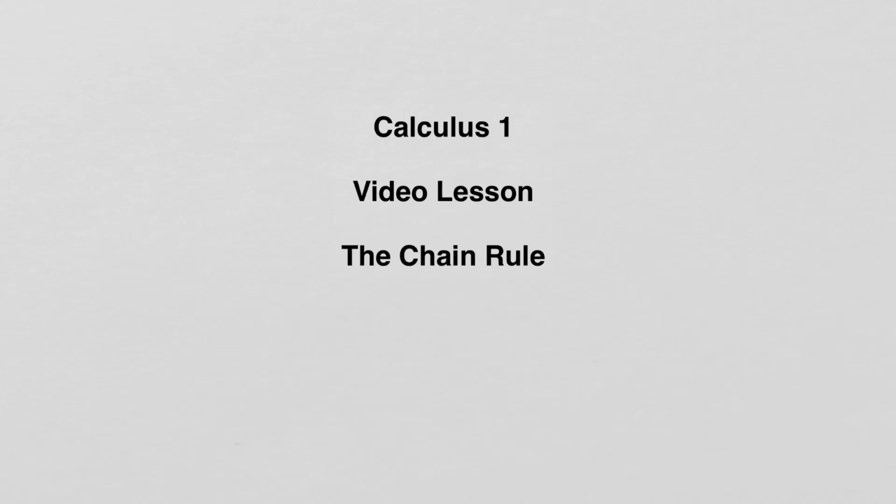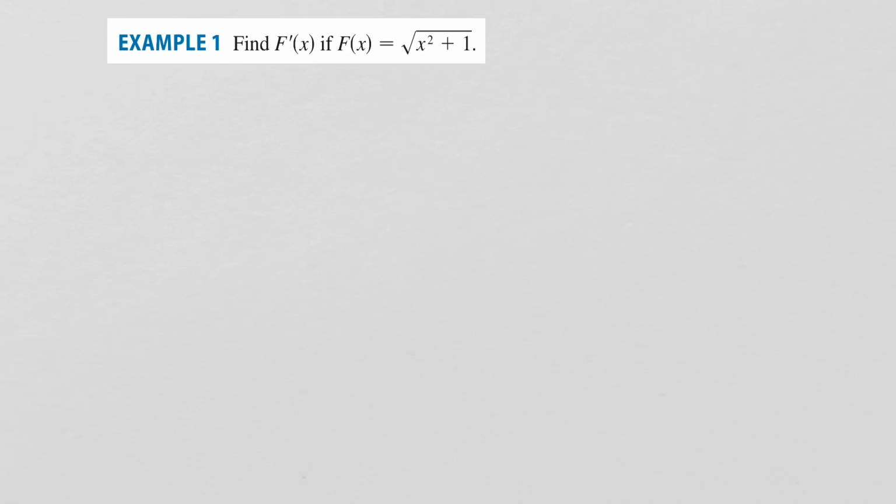The chain rule. Let's consider taking the derivative of a function like f of x equals the square root of x squared plus 1. This is different than examples that we've done in the past.